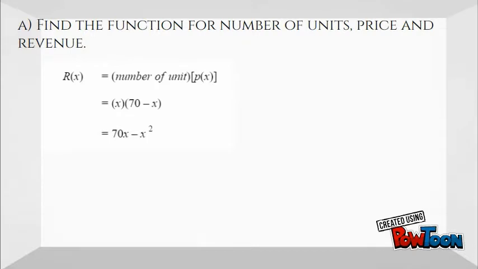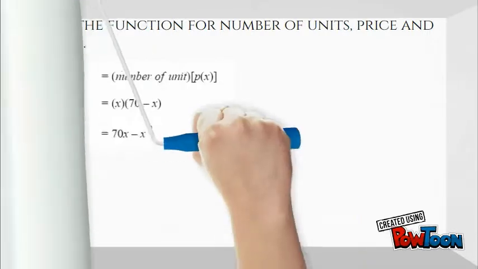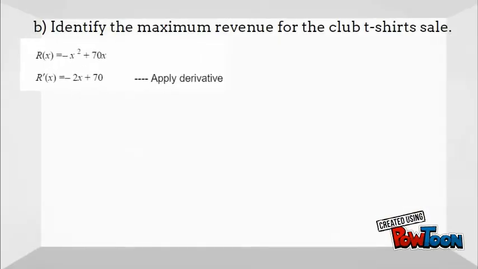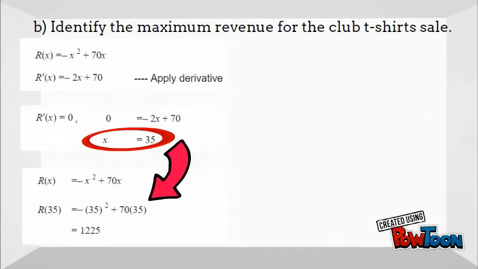As for the revenue function, the formula is the multiplication of number of units and the price function, P of X. So we just multiply the price function with X to get the revenue function. Next question. Apply derivative to the revenue function and identify the X value when marginal revenue is 0. Then substitute the X value into the revenue function.